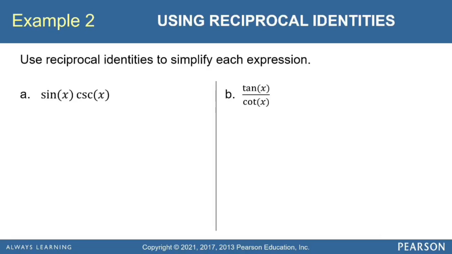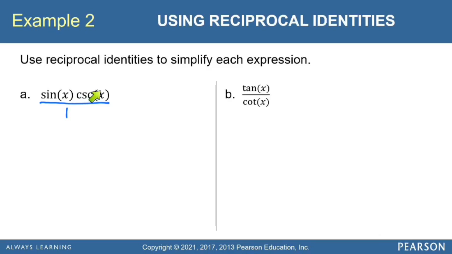So here's example 2, and let's just practice using our reciprocal identities to simplify each of these expressions. In part A, we have the sine of x times the cosecant of x. Now remember, there's a denominator of 1 here, so every expression can be thought of as a fraction, and if it doesn't have a denominator, you can give it a denominator of 1. Now, like I said before, our usual strategy is to eliminate cosecant, secant, and cotangent by rewriting them in terms of sine, cosine, and tangent.